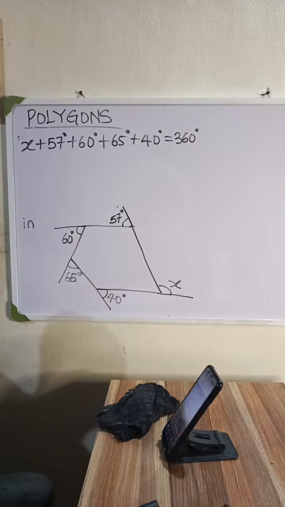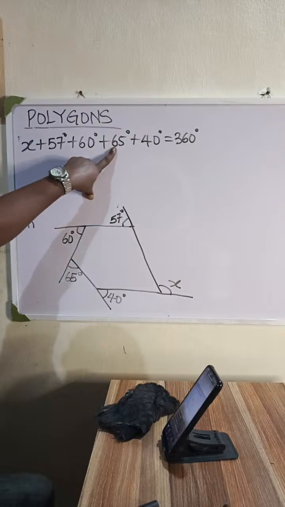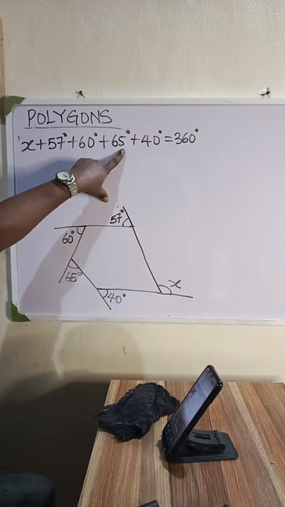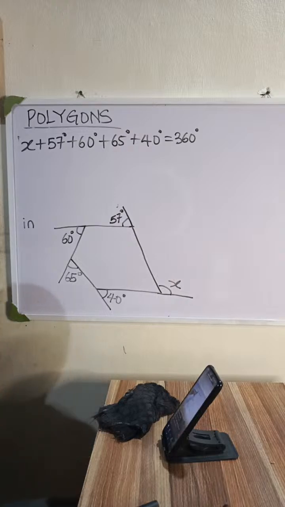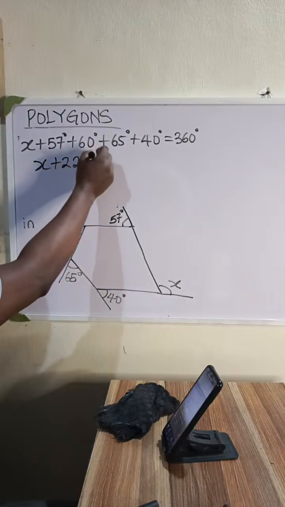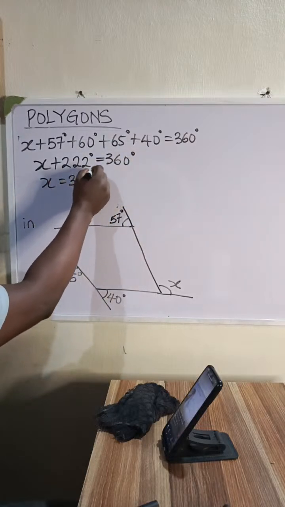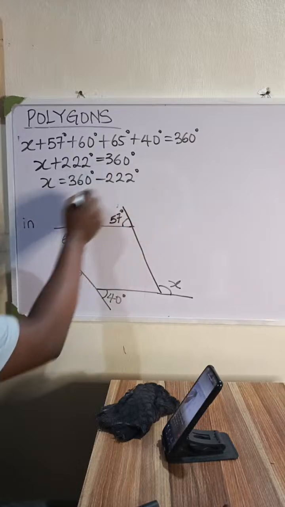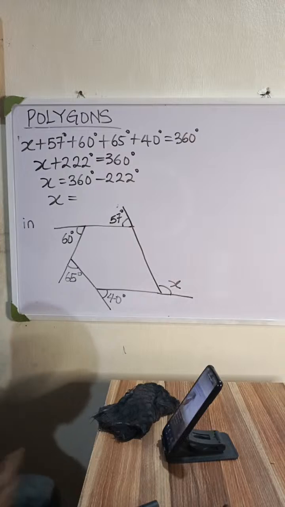Okay, let's see. 57 plus 60 is 117, right? 177, 182, 222. Okay. So we have x plus 222 degrees is equal to 360 degrees. So x is equal to 360 degrees minus 222 degrees. Therefore, the value of x is equal to 138, right?